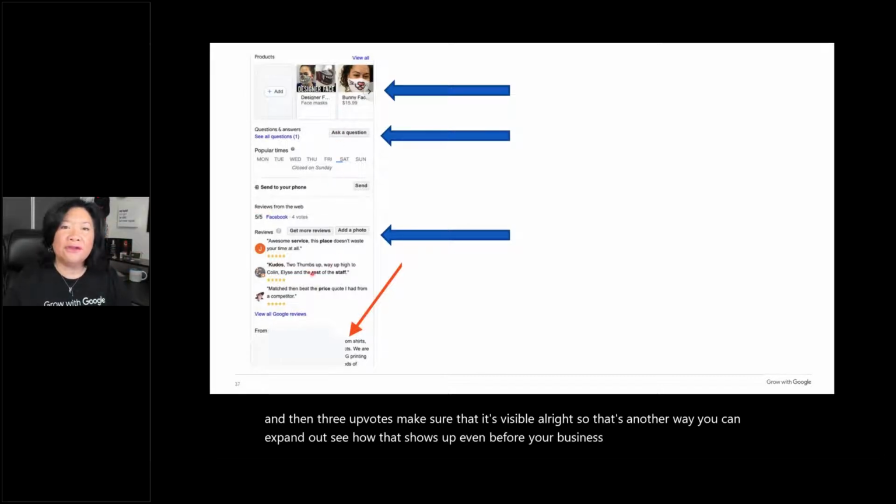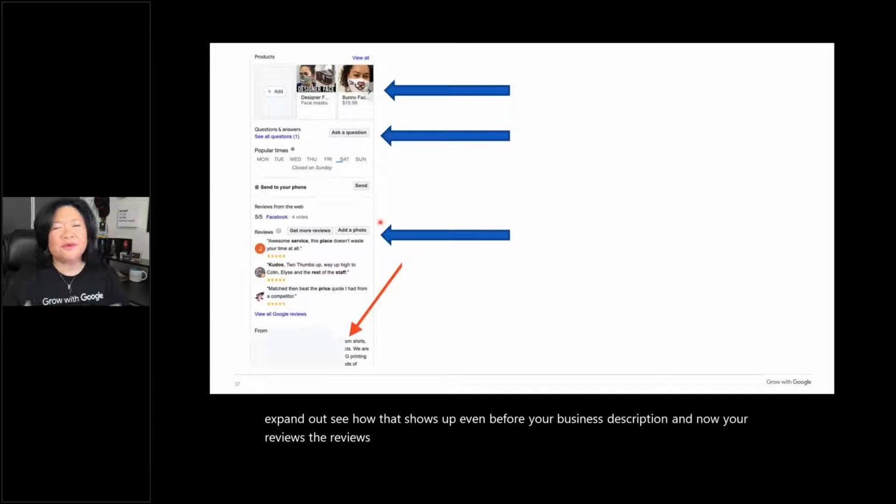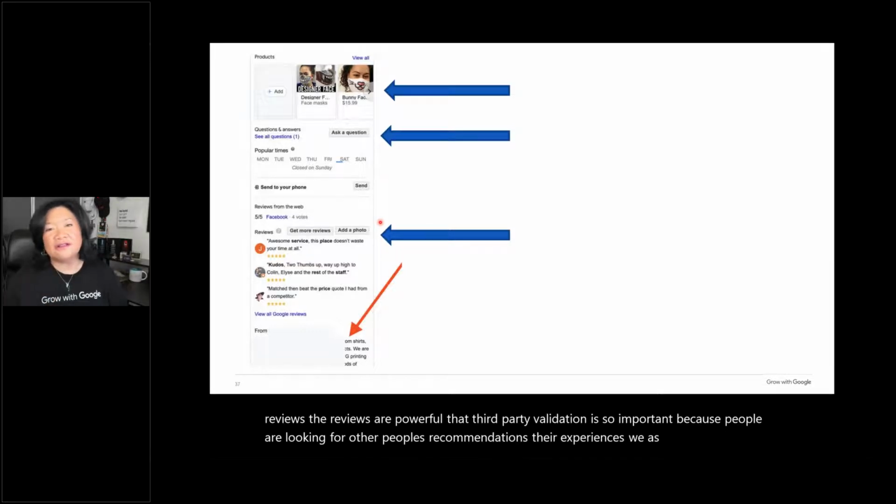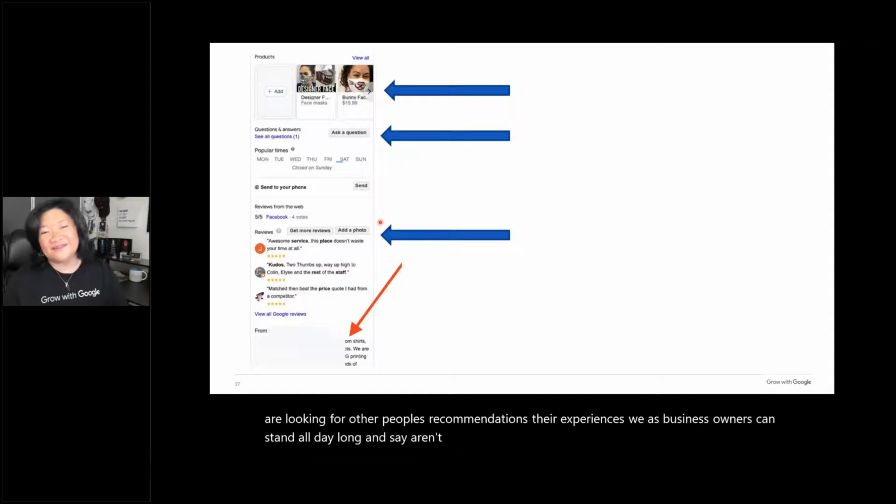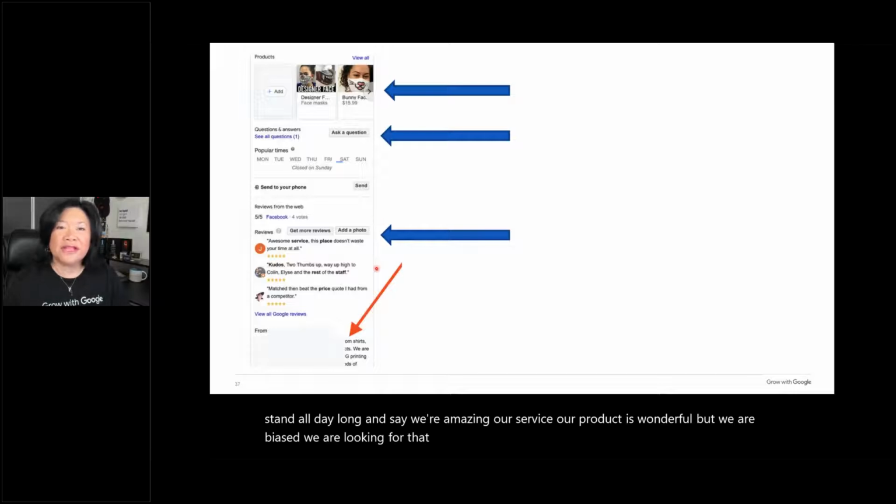And now your reviews. The reviews are powerful. That third-party validation is so important because people are looking for other people's recommendations, their experiences. We as business owners can stand all day long and say, we're amazing, our service, our product is wonderful, but we are biased. We are looking for that unbiased recommendation. So people are looking at your reviews.